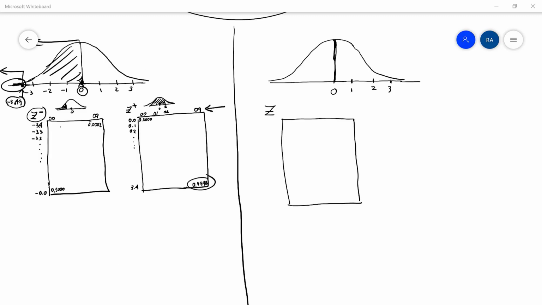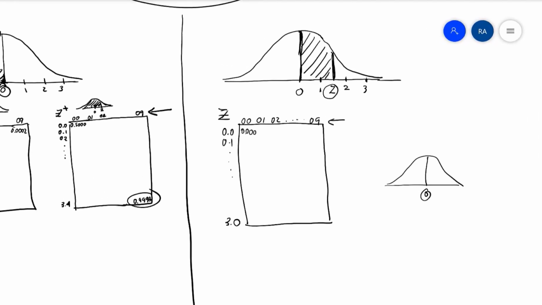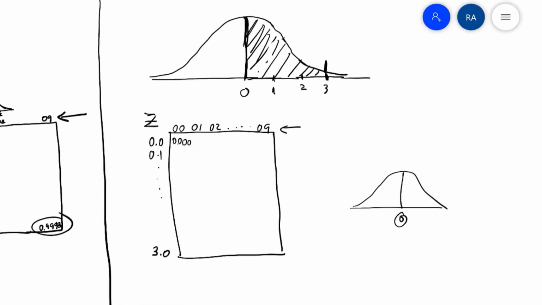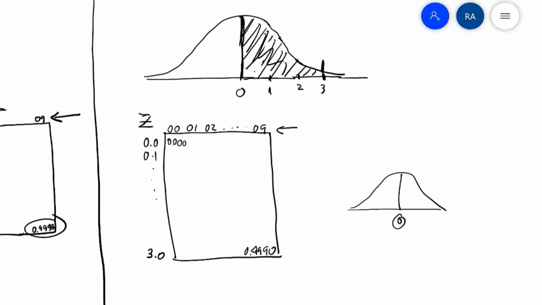Some statisticians use only one table because the normal distribution is symmetric. In this table we can find the area between 0 and a positive z-score, and in this column appear the z-scores from 0.0, 0.1 until 3.0, and in this row the second decimal of the z-score: 0.00, 0.01, 0.02 until 0.09. Then the area from 0 to 0 is 0.0000, and the area from 0 to 3.0 is 0.4990. It is exactly this area.